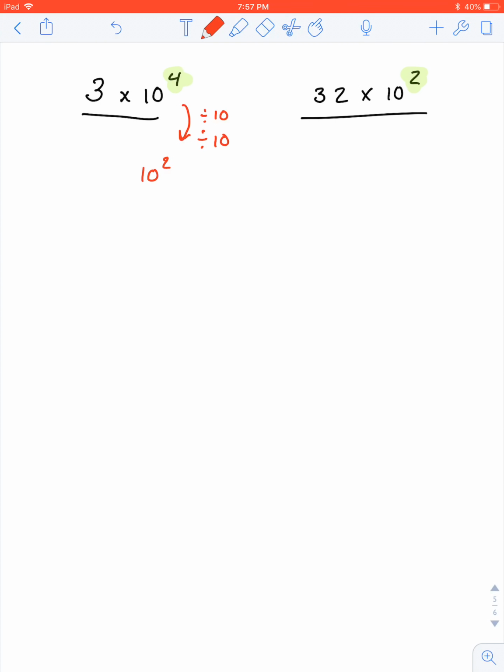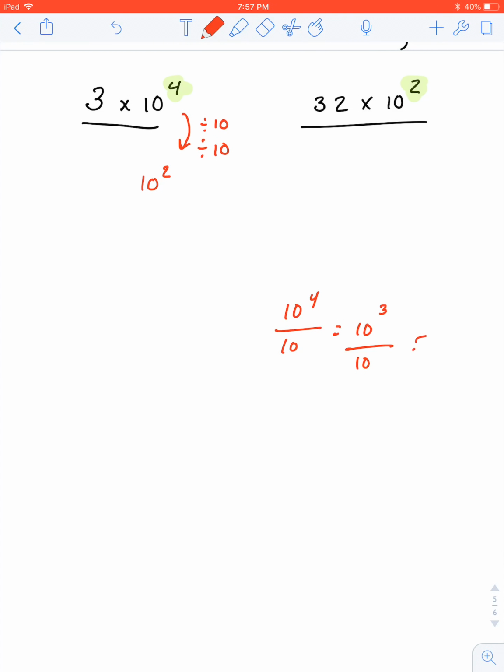Okay, now since we are dividing down the exponents, if you guys remember, 10 to the 4th divided by 10 is going to be 10 to the 3rd. And if we divide by another 10, because remember, when we're dividing, we're subtracting our exponents. That's how we get 10 squared. It's not just magic. I'm not just making up numbers. This is actually how it works.